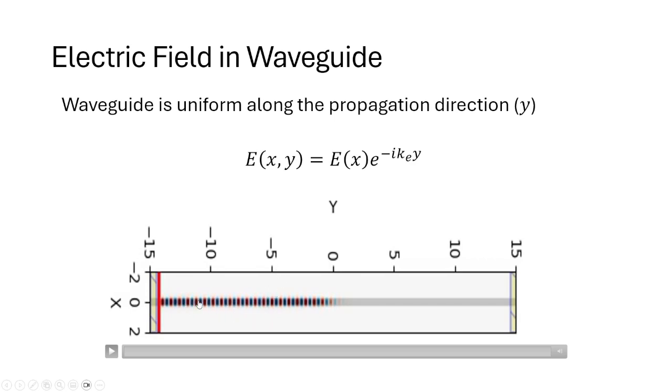And it has this effective wavelength, which we can see here, right? The distance between one red peak to the next red peak. And that effective wavelength depends on the effective refractive index of this waveguide.